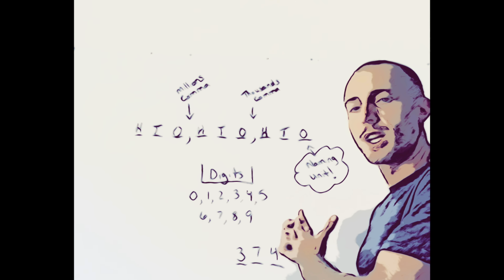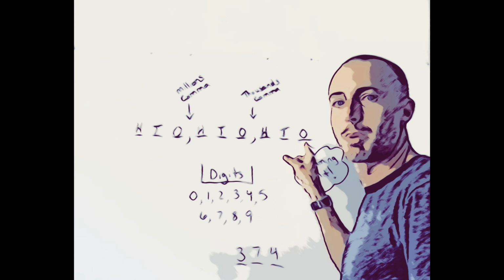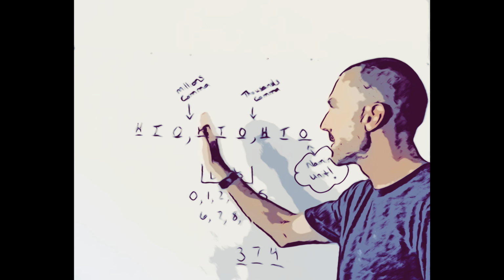And even when you get out to decimals, which will be another video, again, it always comes back to your ones place. So it's the naming unit, and it's really important. It's why we name all these other ones.